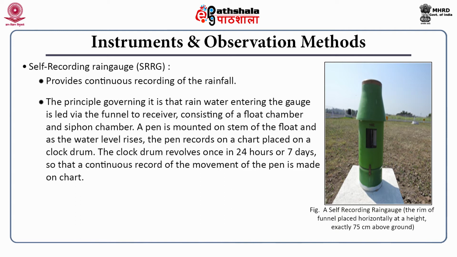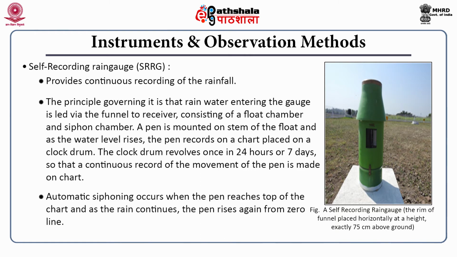The receiver consists of a float chamber and a siphon chamber. A pen is mounted on a stem of the float, and as the water level rises, the pen records on the chart which is placed on a clock drum. The clock drum revolves once in 24 hours or 7 days, so that a continuous record of the movement of the pen is made on the chart.